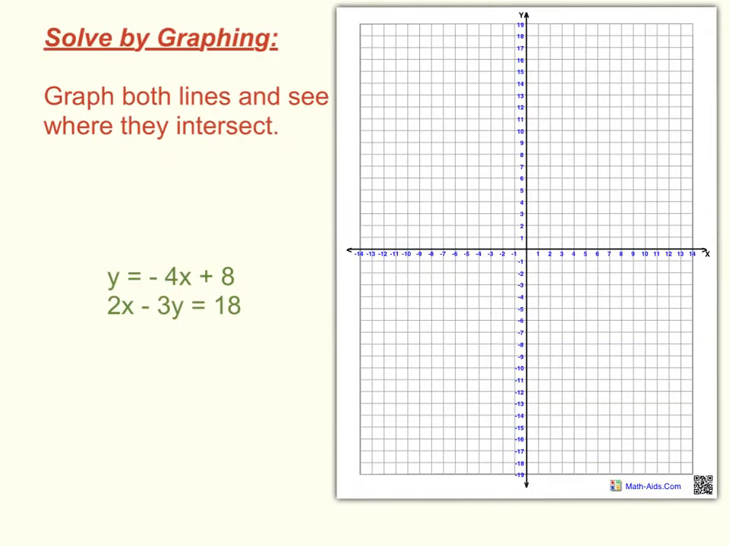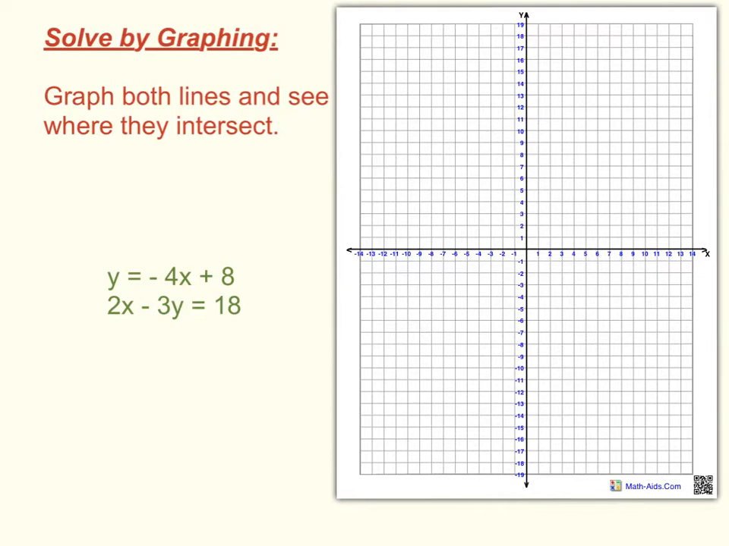Let's start by solving by graphing. When you solve by graphing, basically what you do is you take both of the equations and you graph them, and wherever they intersect is the point that they share. In essence, that's the answer. So if you look at the problem we've got here, I've got y equals negative 4x plus 8 and 2x minus 3y equals 18. Now the first equation, y equals negative 4x plus 8, that's in slope-intercept form.